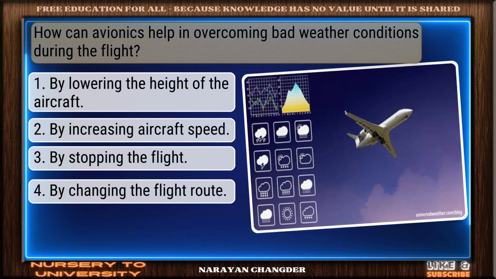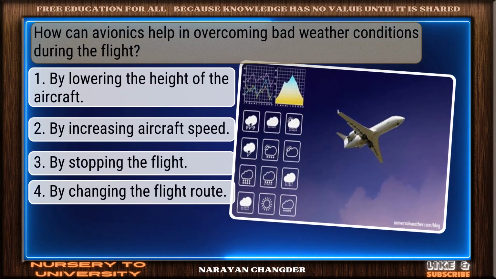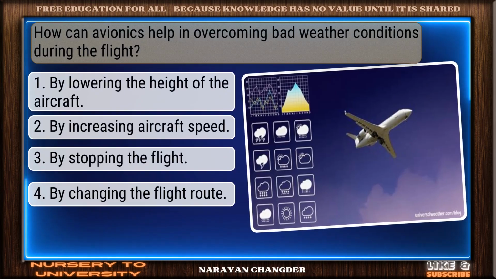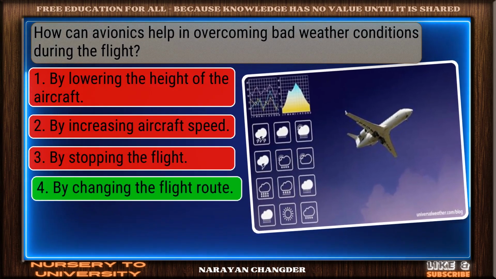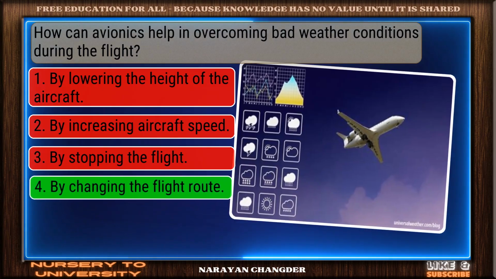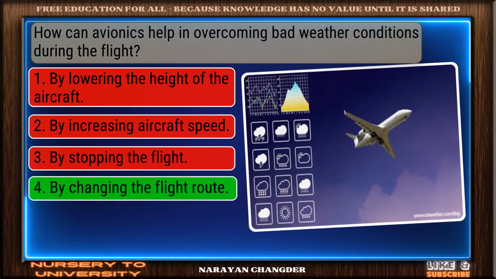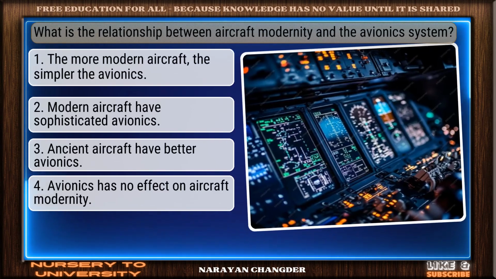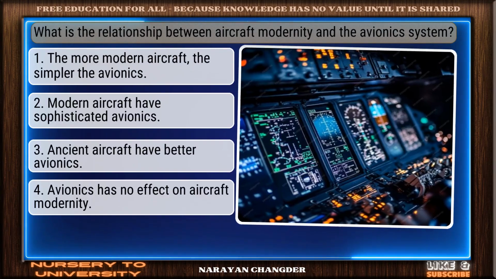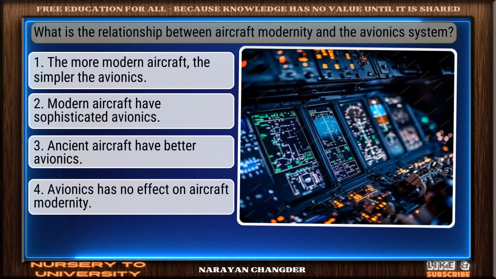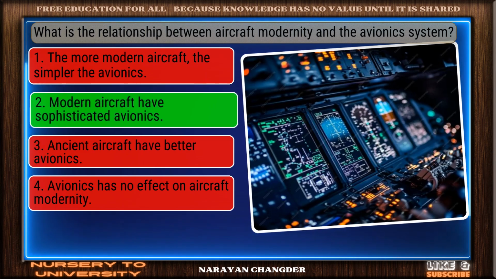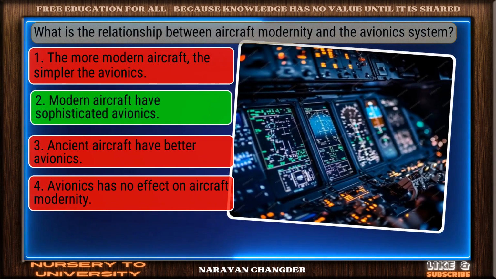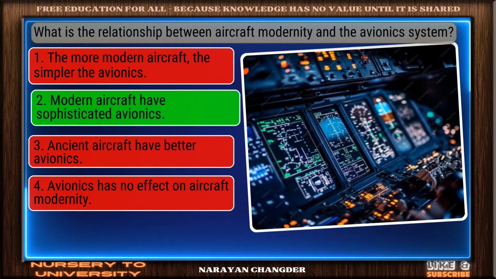How can avionics help in overcoming bad weather conditions during the flight? Sharp thinking. By changing the flight route is the right choice. What is the relationship between aircraft modernity and the avionics system? Well reasoned. Modern aircraft have sophisticated avionics is the correct choice.